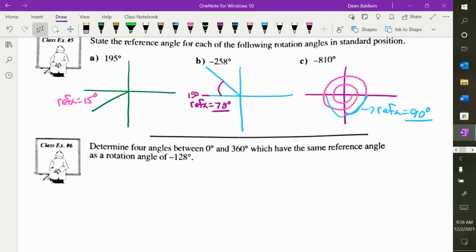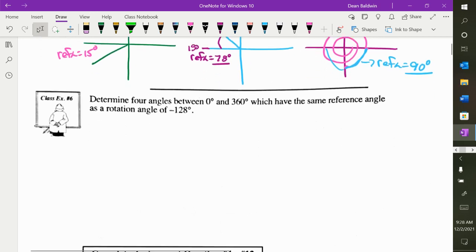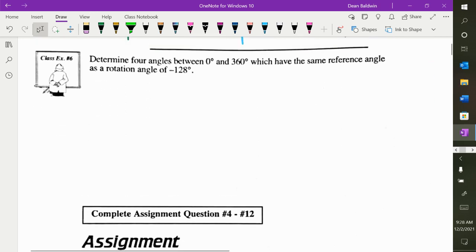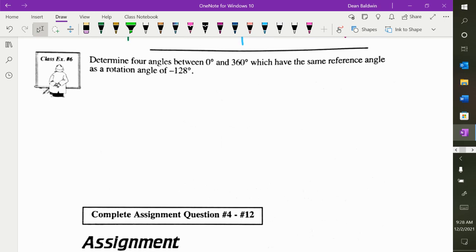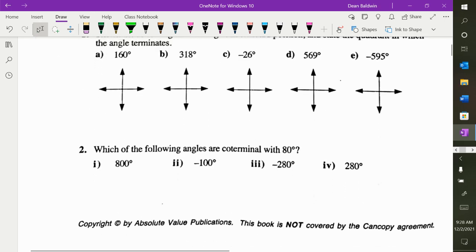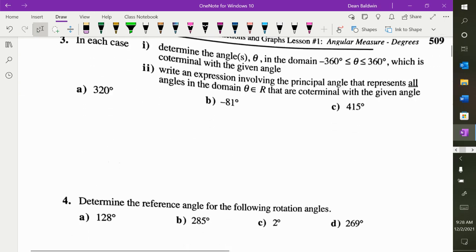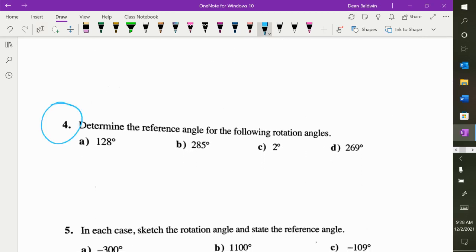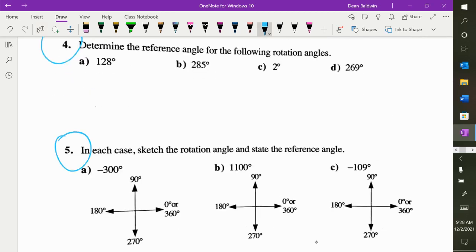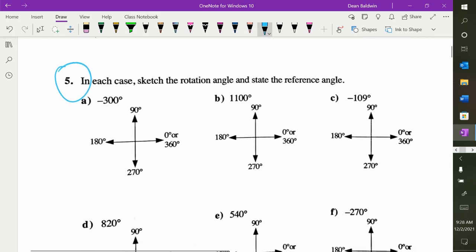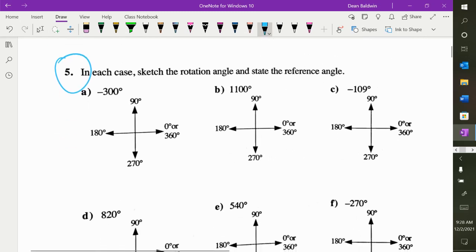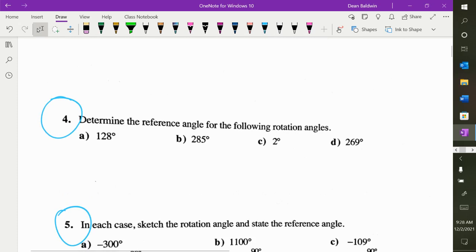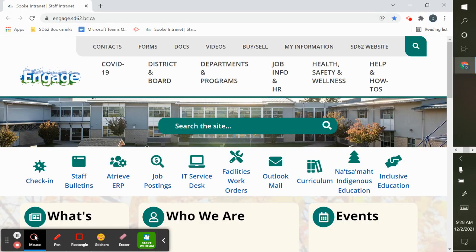All right. Here's what I would like you to do. Questions. Really, all I care about is the reference. So, number 4 and 5. Lesson 1 over. Really, 4 and 5. Know how to do reference angles.